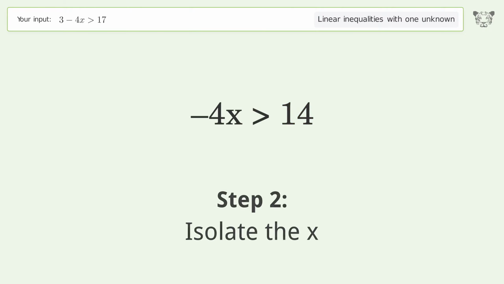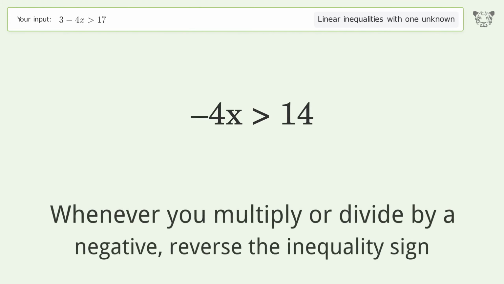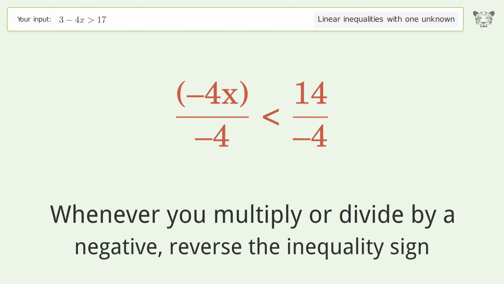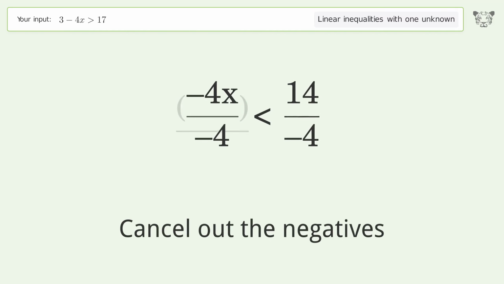Isolate the x. Divide both sides by -4. Whenever you multiply or divide by a negative, reverse the inequality sign. Cancel out the negatives.